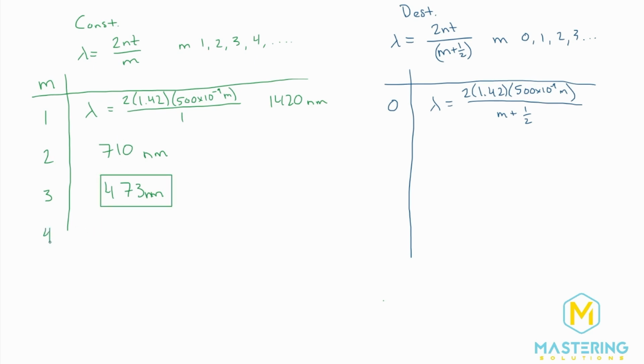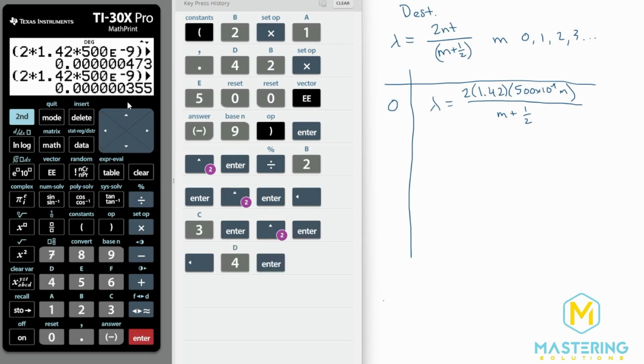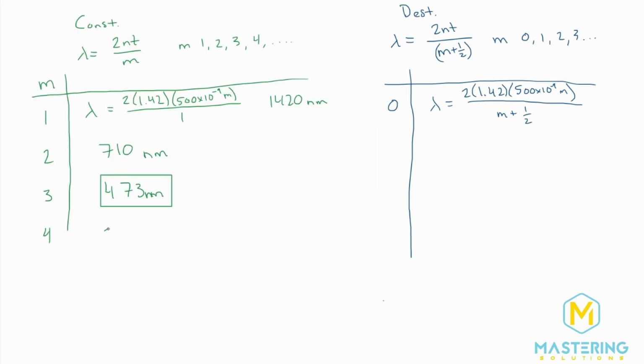And now let's keep going to see if there's any more. Divided by M for 4 and 355. So now we are out of the visible light spectrum. So for constructive interference, we only have one wavelength, 473.